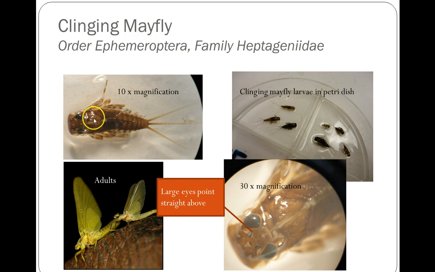Best way to identify them is they have 2 big black eyes looking straight up at you, a broad flattened body, and of course the 1 pair of wing pads, gills on the abdomen, 3 tails, so you know it's a mayfly. So look for those large eyes looking straight up at you and a flattened body to know if it's a clinging mayfly.